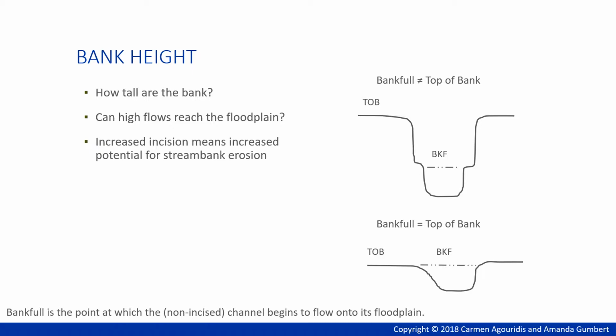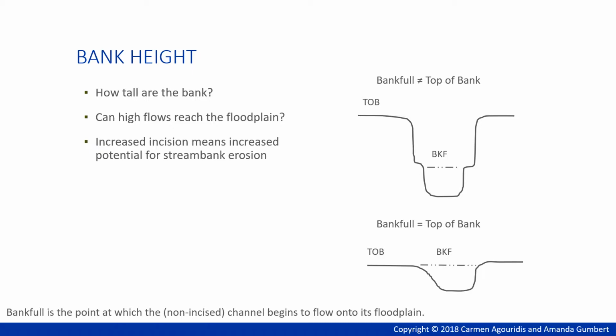The first variable to assess is the bank height. This variable is focused on the question of whether a stream can access its floodplain. For a stream that is incised, meaning the top of the bank is greater than bank full, the stream will not easily access its floodplain.